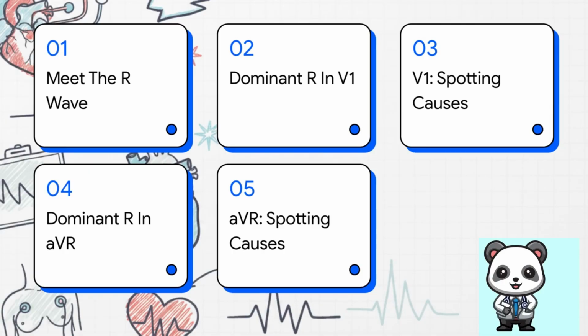Here's the game plan for this explainer. First, we'll meet the R wave to set our baseline. Then we'll investigate a dominant R in V1 and spot those specific causes. And finally, we'll do the exact same thing for a dominant R in AVR.